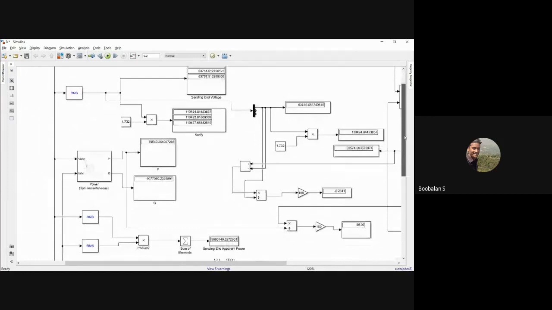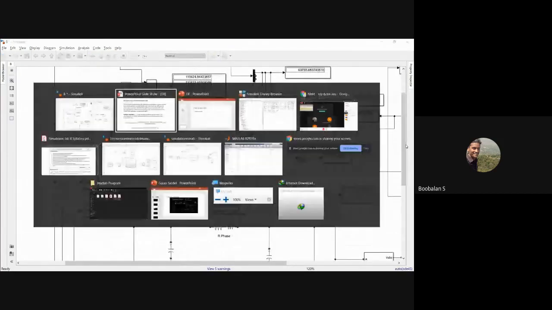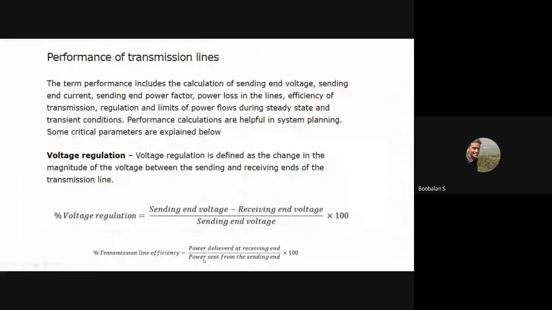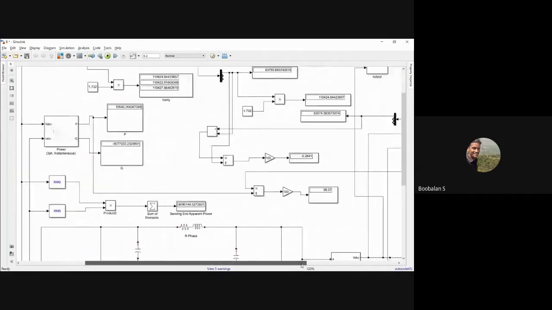Now after that we need to calculate efficiency, right? So efficiency formula will be power delivered at my receiving end divided by power sent from sending end. So receiving end divided by sending end, right? We already calculated this power, so V into I, right? We already calculated over here. So that's why we are just going to multiply it. We need to divide it by, right?